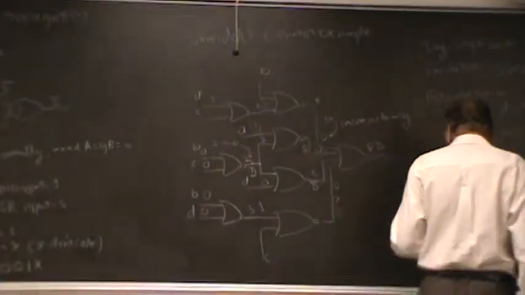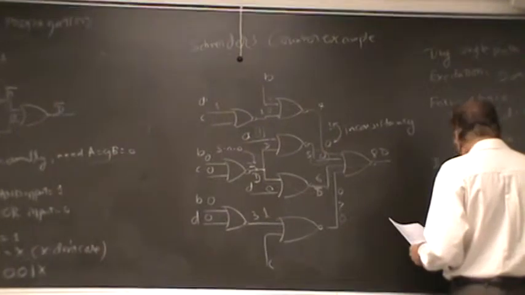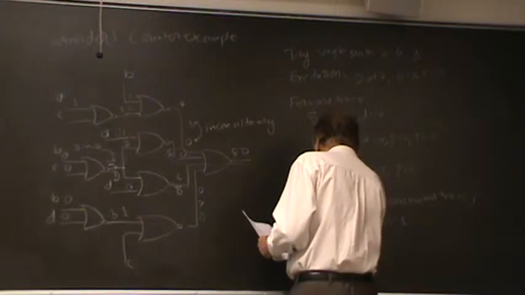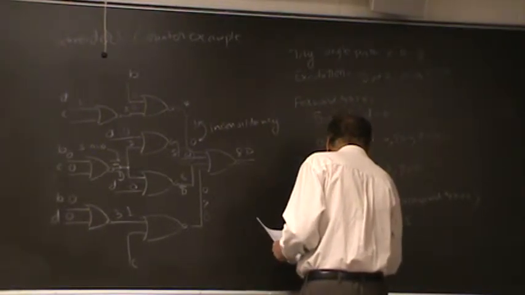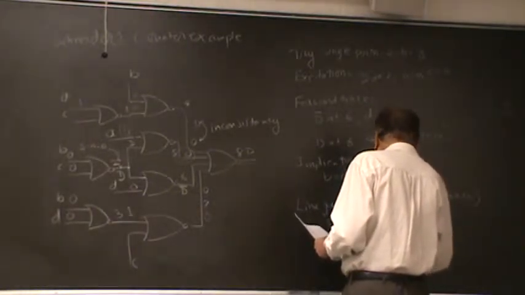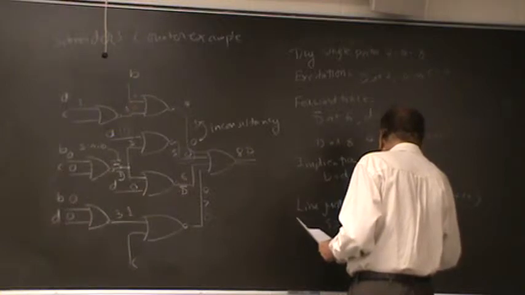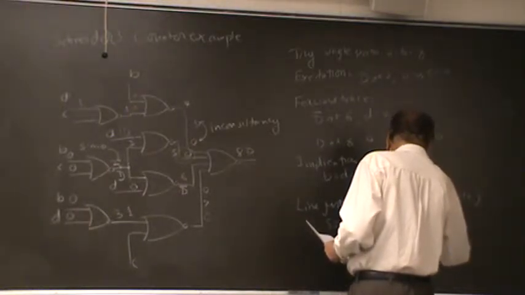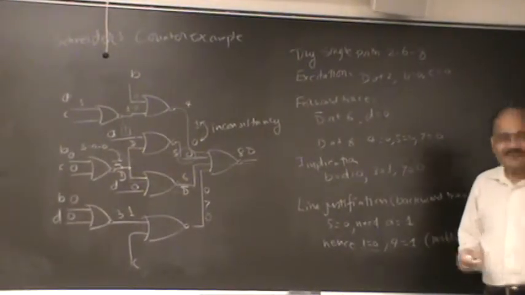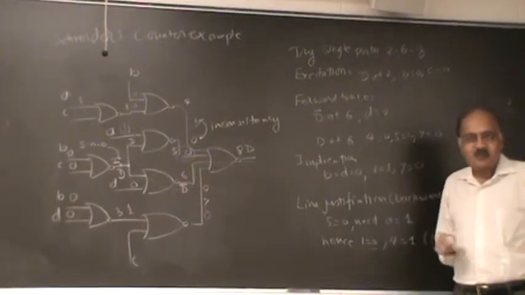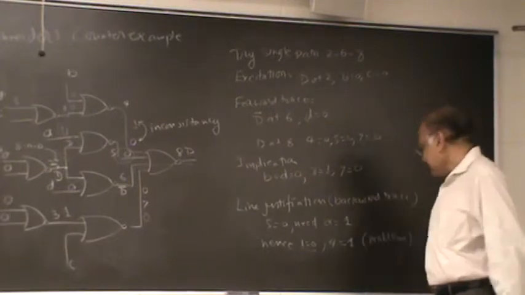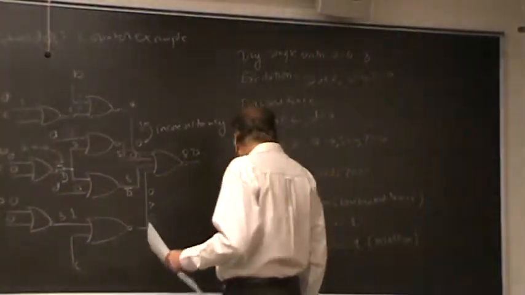So let us note it down here. For 5 equal to 0, we need a equal to 1. Hence 1 is equal to 0, and we need 4 equal to 1. That causes a problem. I hope you don't mind my saying 1 is equal to 0, because this 1 is supposed to be a label 1, line number 1, and this is of course the value. So we have inconsistency.